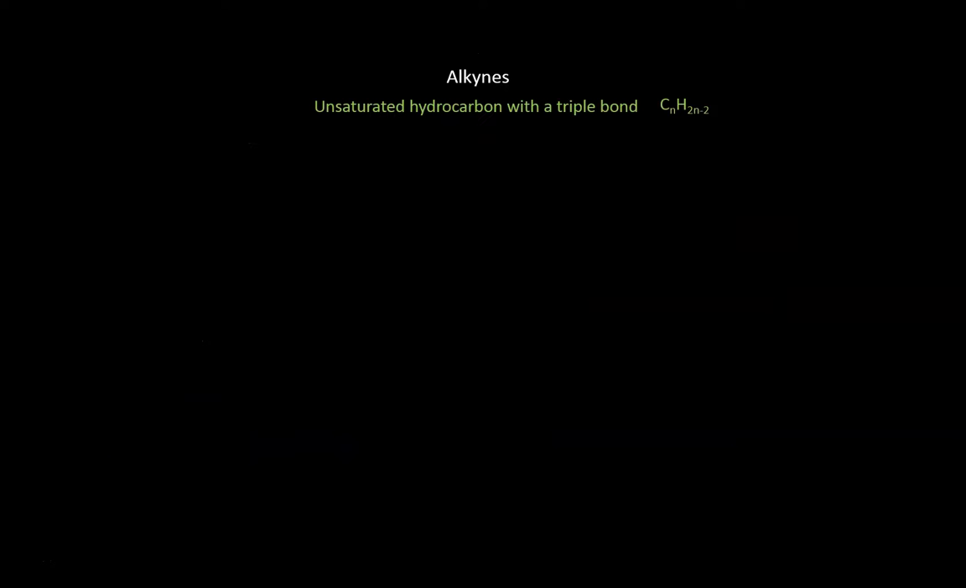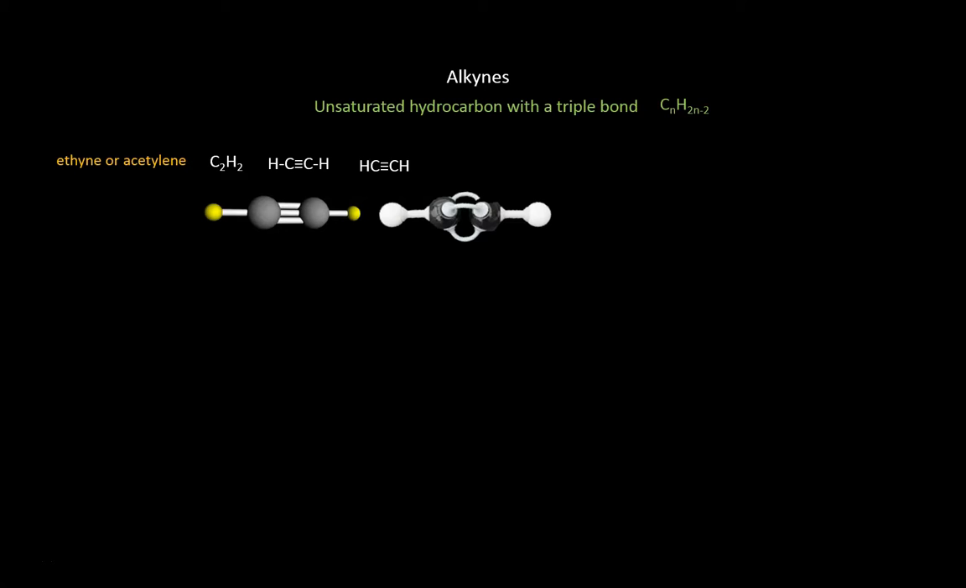Let's look at the first member of the family called ethyne, IUPAC name, or acetylene, the common name. Here's the molecular formula, structural formula, condensed formula. Not so different in this case. Models show that at the triple bond, the molecule is linear. The carbon atoms next to the triple bond cannot be at any angle other than 180 degrees. That's why alkynes cannot have geometric isomers.